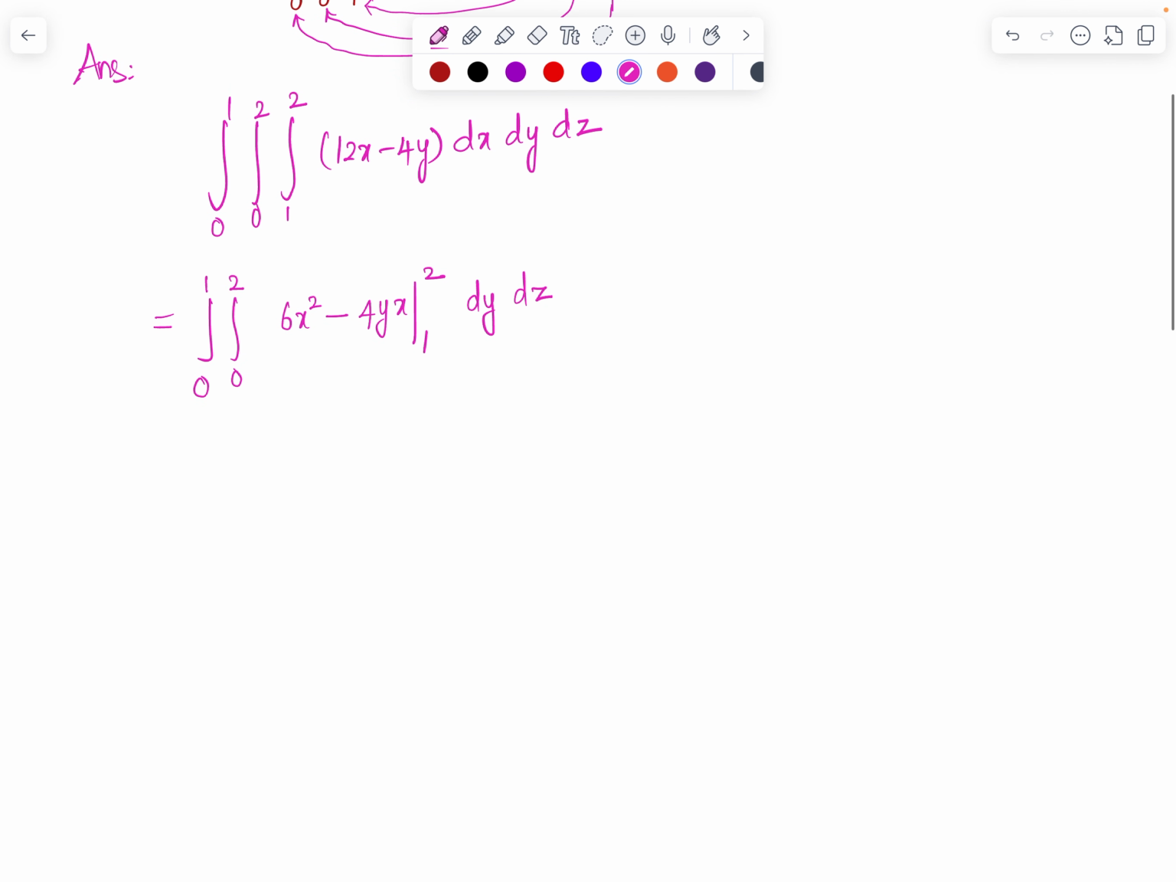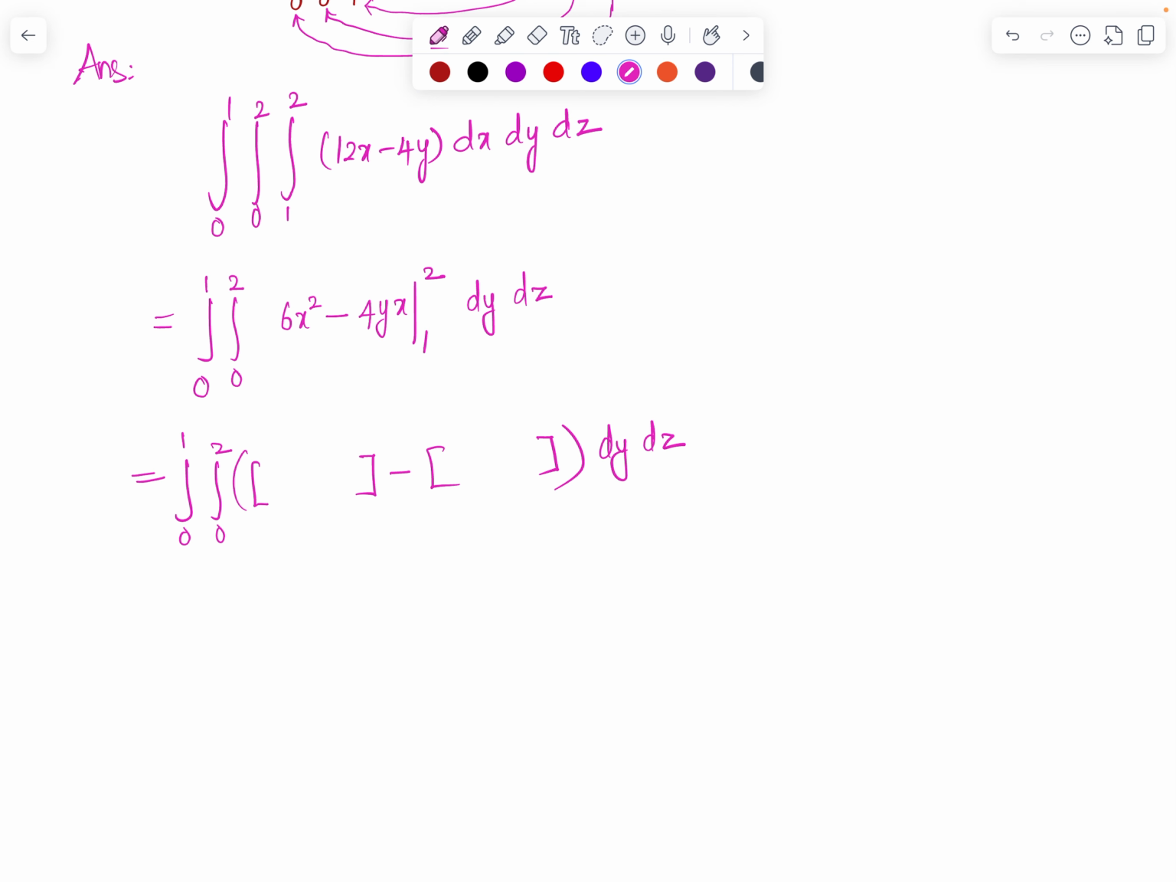But look here, both the upper limit as well as the lower limit contain a non-zero number. So don't forget, you have to put two brackets with a minus sign. So 0 to 1, 0 to 2. So what I have to do, two brackets with minus sign. Okay, then after that dy, dz.